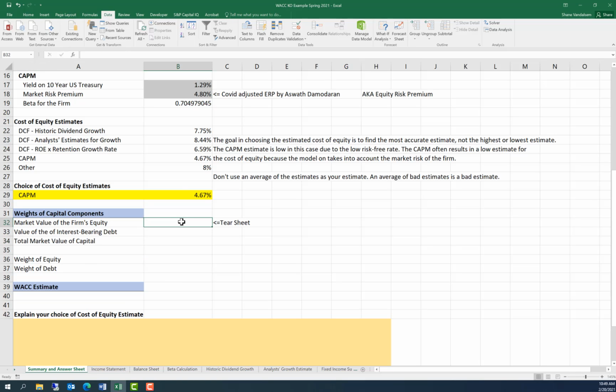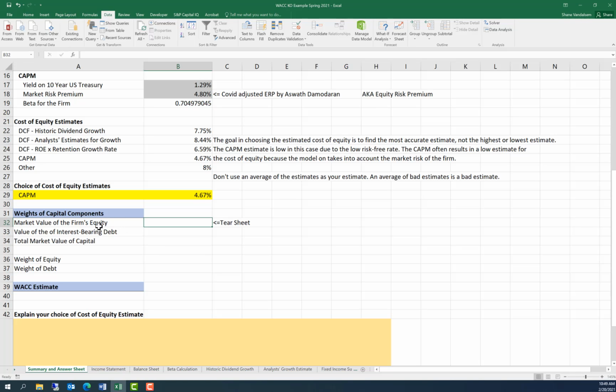All right, so now we're getting into the weights. We've got all of our calculations for the cost of debt and the cost of equity. Coca-Cola, like most firms, has no preferred stock, no preferred equity, so we're not going to include that here. So now we're looking at the weights of the capital components, and remember, capital is the investor supplied funds for the firm. In this case, we're estimating the market value of the firm and the proportion of the market value of the firm that's made up of equity and is made up of debt.